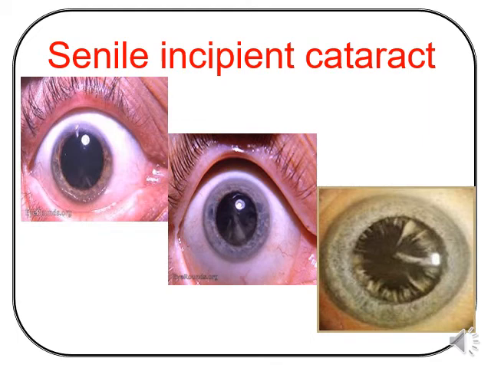Cortical opacity is grayish-white. At first, few cortical fibers are opacified.